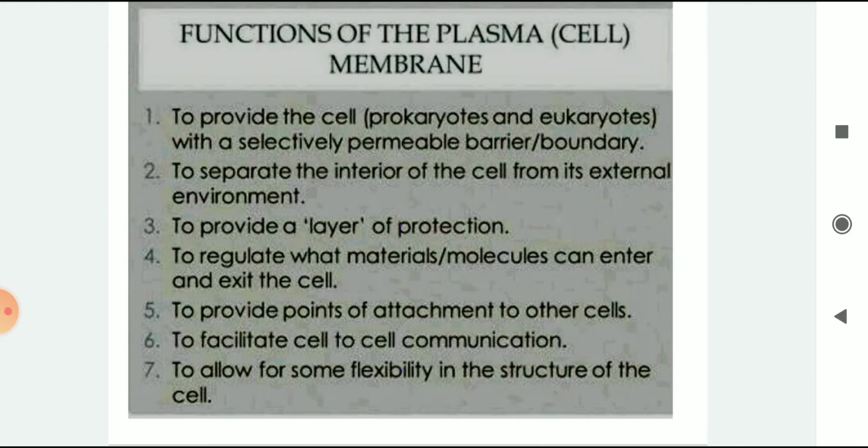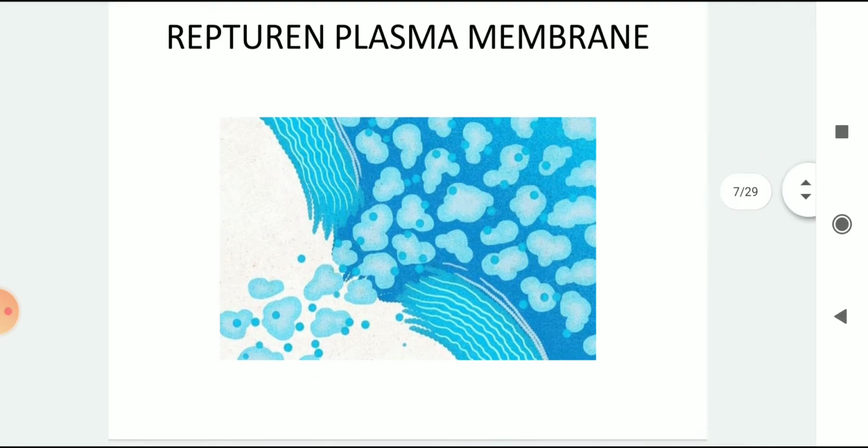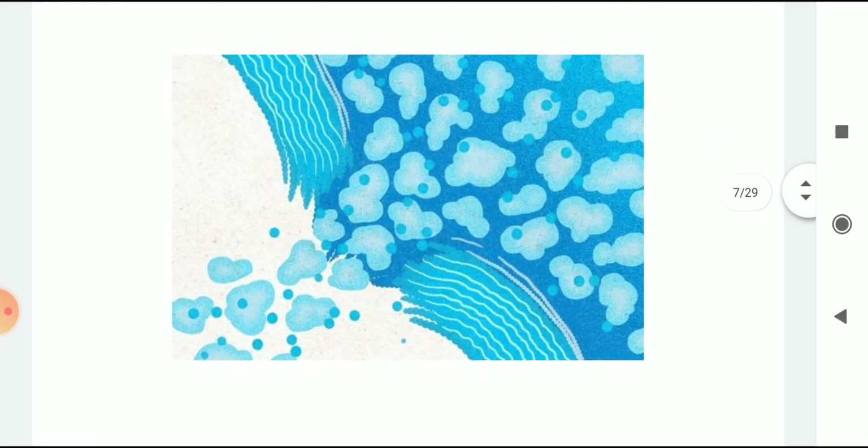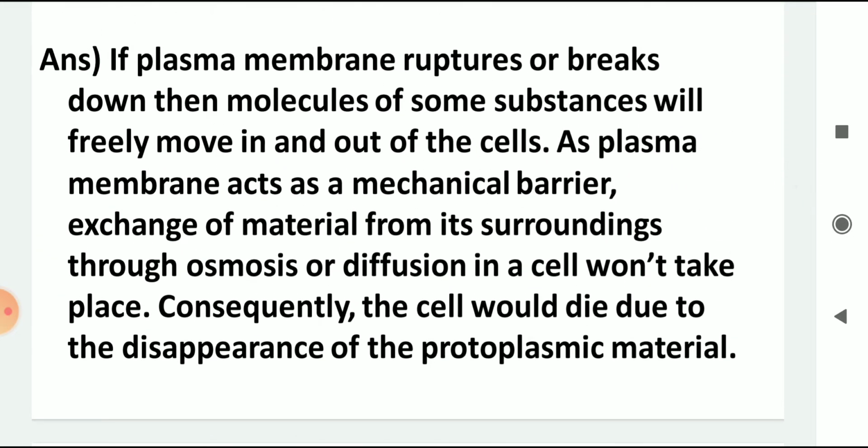So you can imagine what will happen if it gets ruptured like this. You can clearly see in the diagram that the membrane gets ruptured and all the cytoplasm gets disturbed here. So what will happen? You will write this answer. If the plasma membrane ruptures or breaks down, then molecules of some substances will freely move in and out of the cell because the plasma membrane acts as a mechanical barrier.